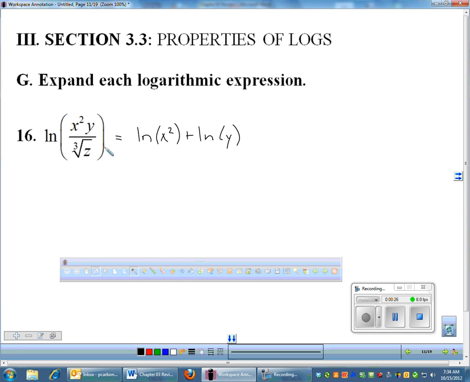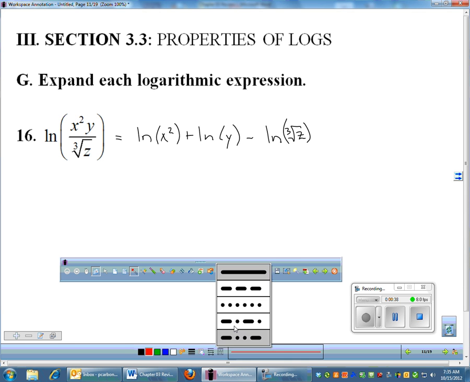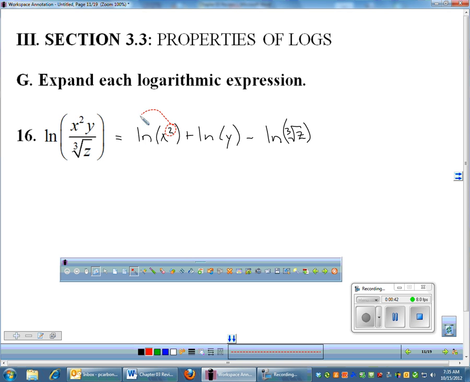And then I'm dividing by ln of the cubed root of z. So ln cubed root of z is going to be subtracted. Anything that's divided is translated into subtraction. Then the last thing I need to do is pull down my exponents. So the 2 from the x squared is going to come down front.